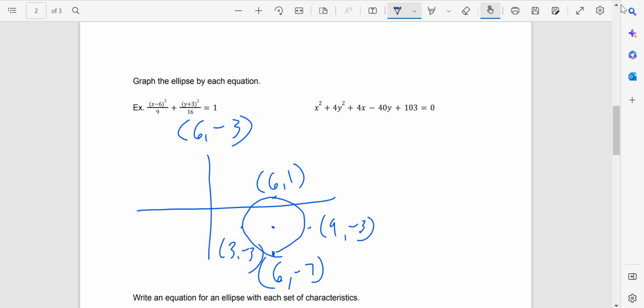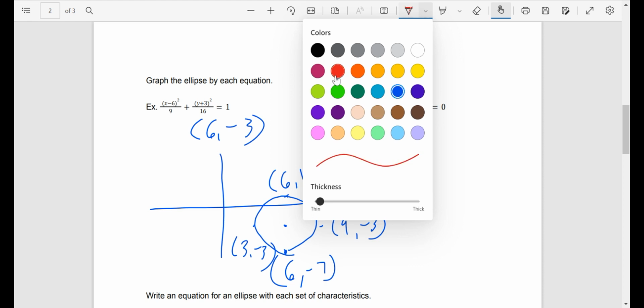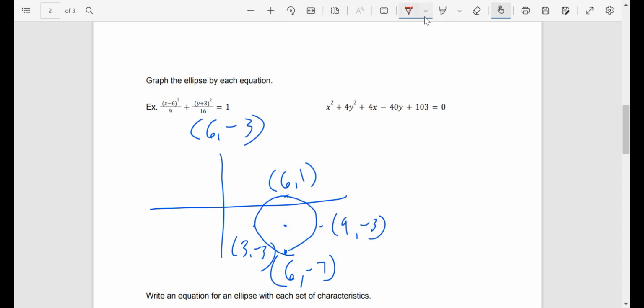And now the other one. So this one over here looks scary, and I don't want you to be scared. I'm sorry if you're scared, but you shouldn't be, okay? Because we're going to take care of you, okay? I'm going to put the x's together and the y's together, and then I'm going to leave a space there.